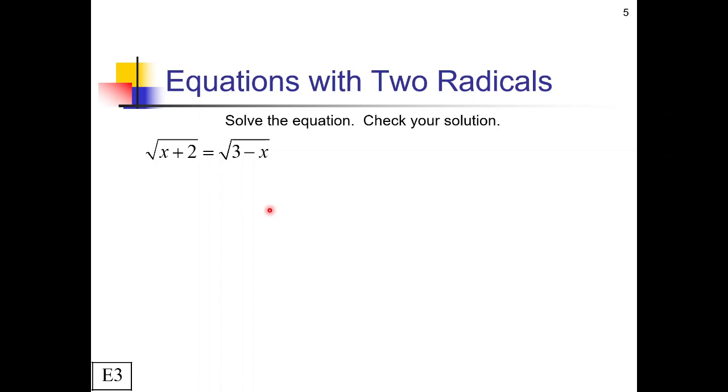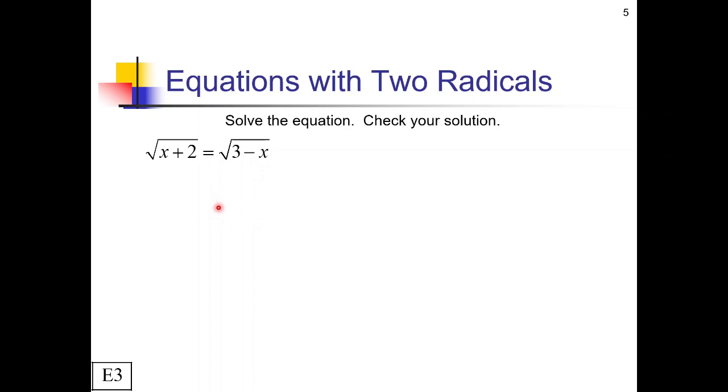For this next problem, we have an equation that has not 1, but 2 radicals. Interestingly, that doesn't really change our steps a whole lot here. As long as you only have 1 radical and that's it on each side, you can proceed pretty much as we have been on the past few problems. So try this one out and see where it takes you.